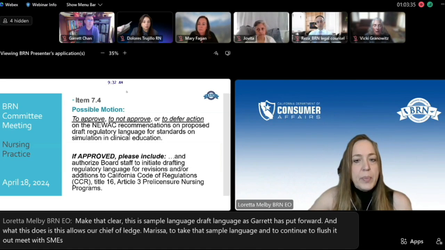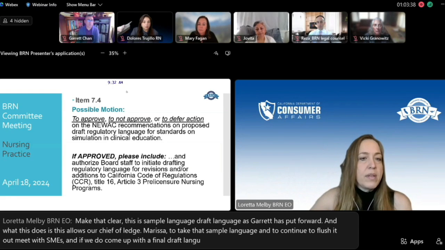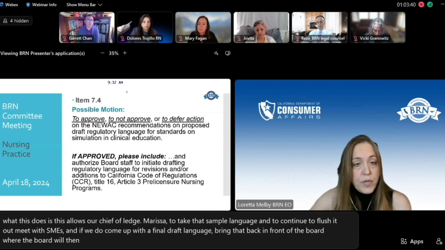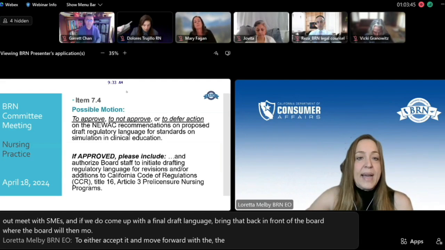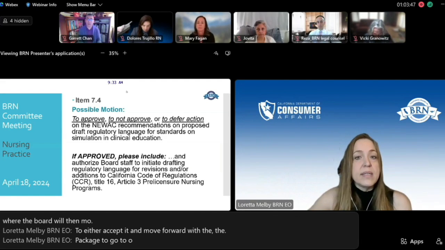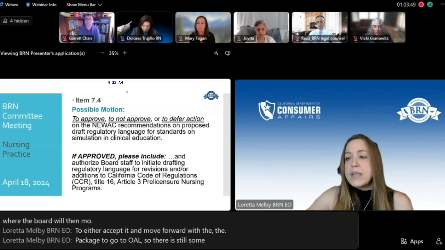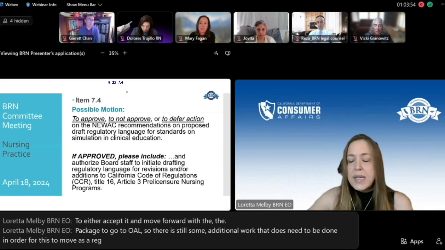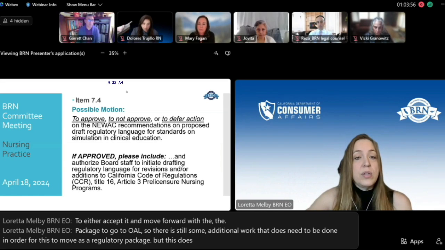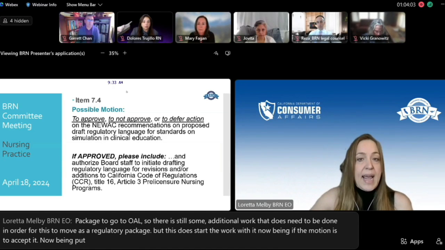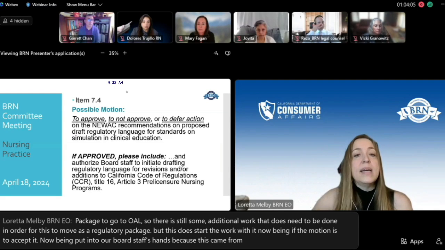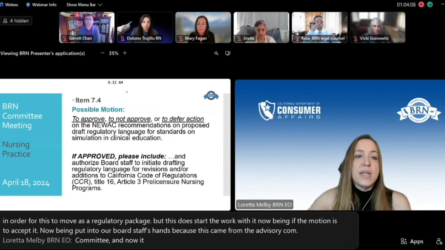And if we do come up with a final draft language, bring that back in front of the board, where the board will then move to either accept it and move forward with the package to go to OAL. So there is still some additional work that does need to be done in order for this to move as a regulatory package. But this does start the work, with it now being, if the motion is to accept it, put into our board staff's hands, because this came from an advisory committee and now it will go into board staff's hands.